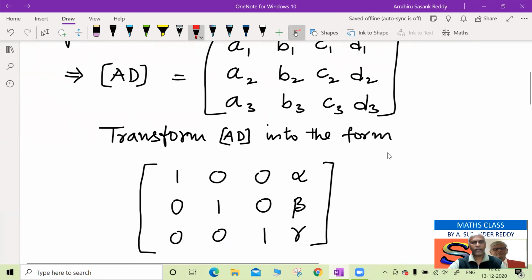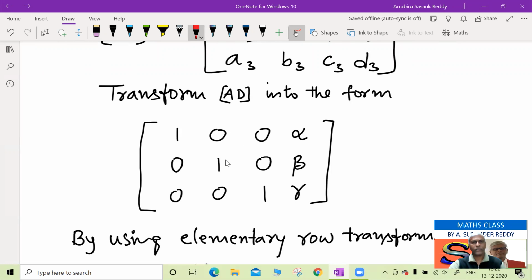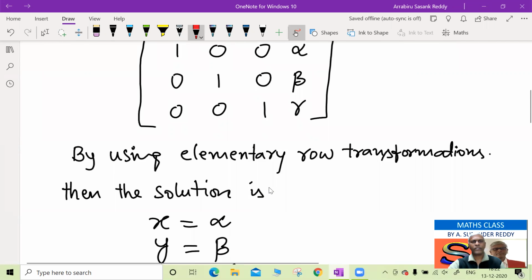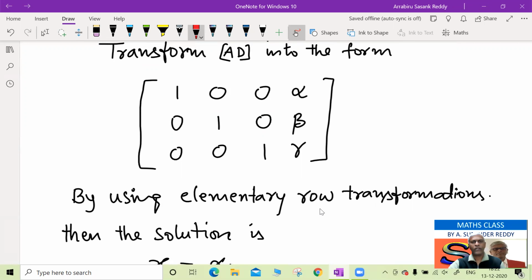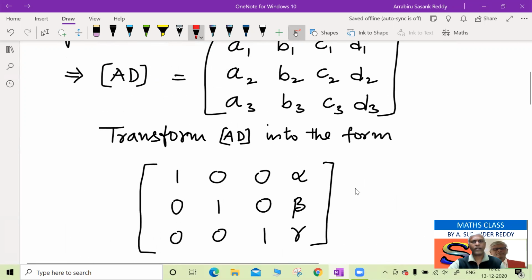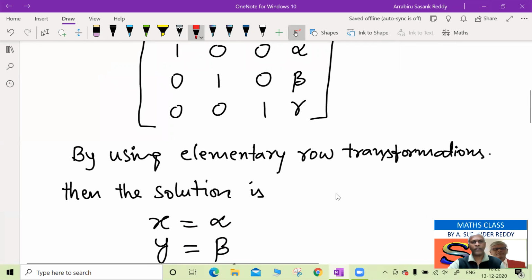After writing this augmented matrix, we have to convert it to its final form, that is 1, 0, 0, 0, 1, 0, 0, 0, 1 with alpha, beta, gamma as the fourth column, by using elementary row transformations. Remember, only row transformations. You should use only row transformations to transform the augmented matrix into its final form. So what is the final form? The first row should be 1, 0, 0, alpha. The second row should be 0, 1, 0, beta. The third row 0, 0, 1, gamma. After getting this final form, the solution will be x value alpha, y value beta, z value gamma.